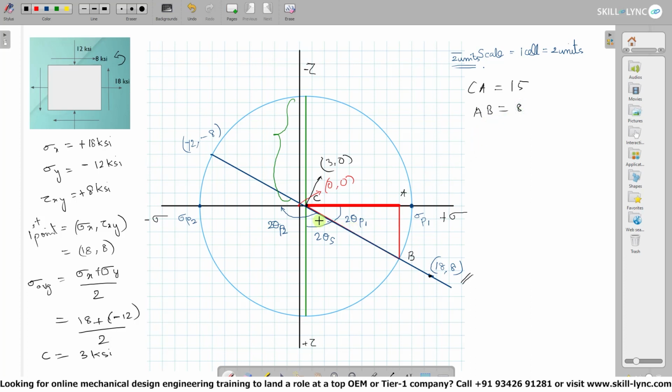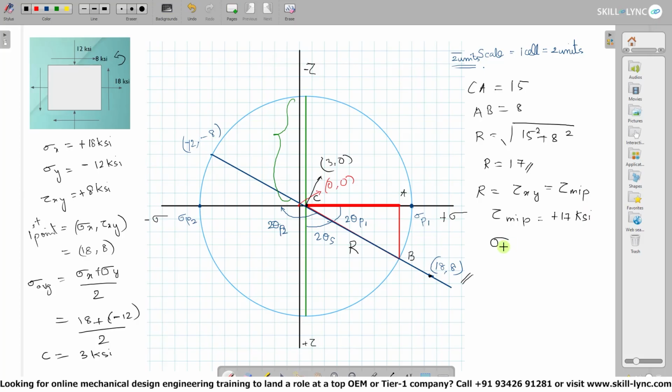Therefore, our radius, which is R, is equal to root of 15 squared plus 8 squared. Therefore, R is equal to 17. Now, the R value is the value of tau xy, or the value of the maximum in-plane shear stress, or tau MIP. So I'm going to give tau MIP as plus 17 ksi.